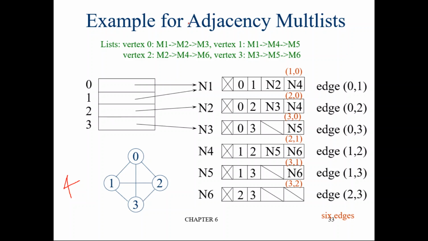Now the point of the adjacency multiset is that more than one pointer may point to the same list. All these are one list if you see, but more than one pointer can point to the same list. Say for example, this pointer corresponds to which vertex? Vertex 0. This pointer corresponds to vertex 1, this one to vertex 2, and this one to vertex 3.